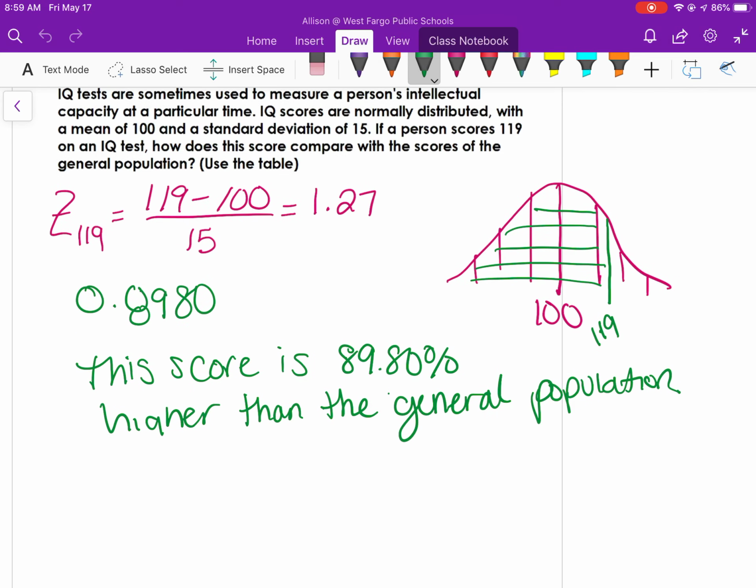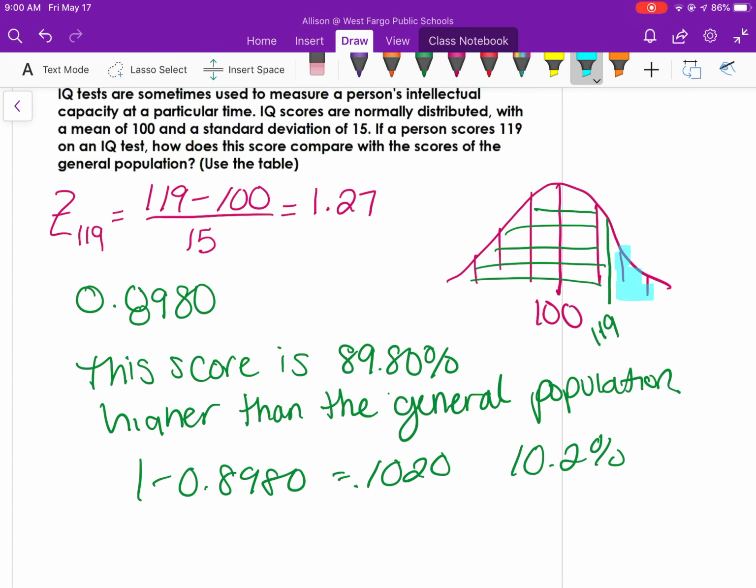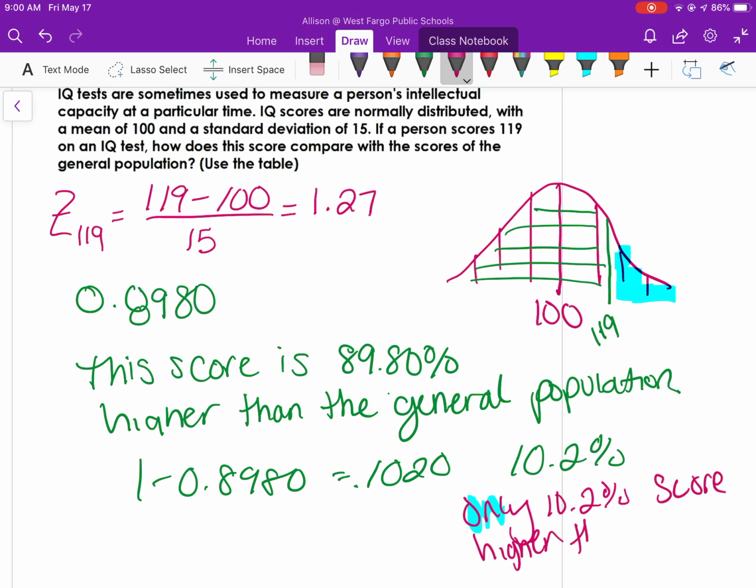And then you could use the other side of it and do 1 minus 0.8980. That would give you 0.1020, or 10.2%. That's this right here. So only 10.2% of the population score higher than a 119. So it's a pretty good score.